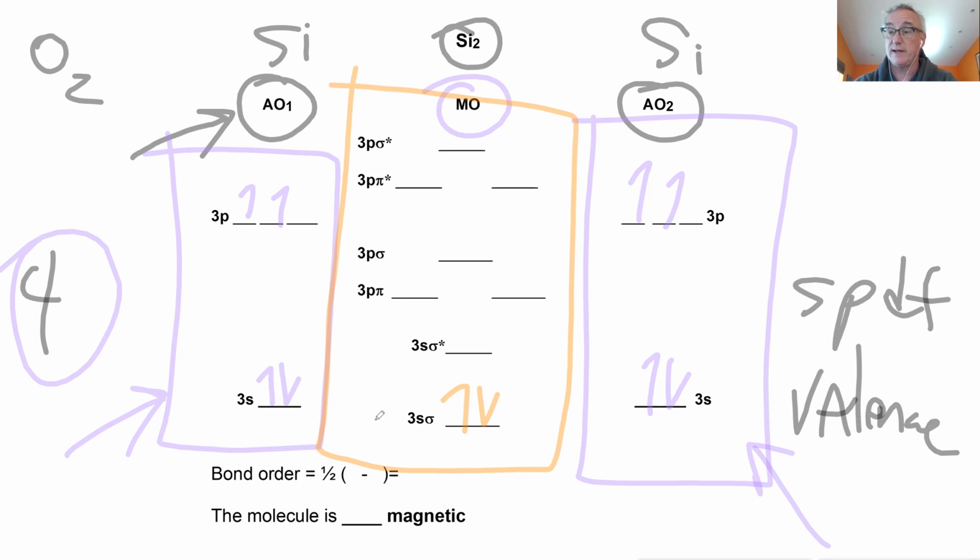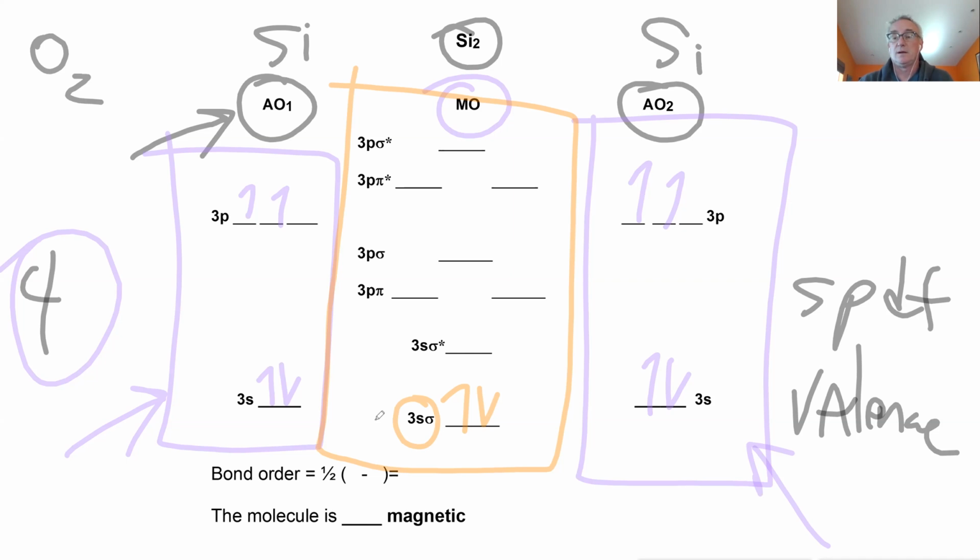So I put my first 2 in sigma. Where do the next 2 go? I can't tell if you're supposed to go to the anti-bonding or the 3p pi. Which one's lower?